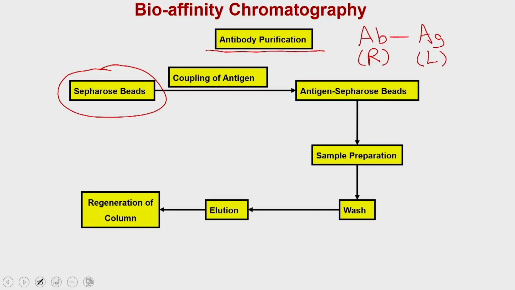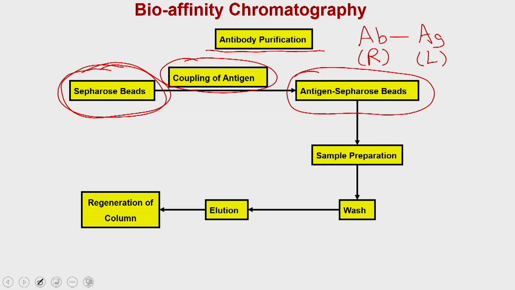So, the first is you are going to have the Sepharose beads. To these Sepharose beads you have to couple the antigen which is complementary to the antibodies you have to purify. So, the coupling of antigen is the first step, and once you couple the antigen you are going to have the Sepharose beads coupled with the antigens. Then you are going to prepare the samples, like the serum which you get from animals like rabbit or mice, or sometimes you may get the antibodies from the hybridoma cells.